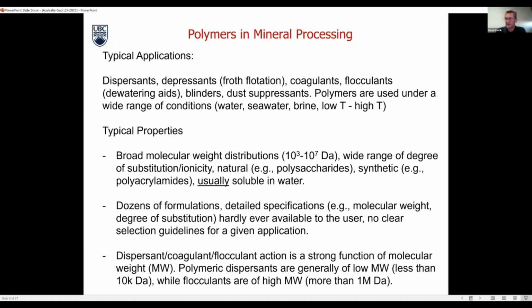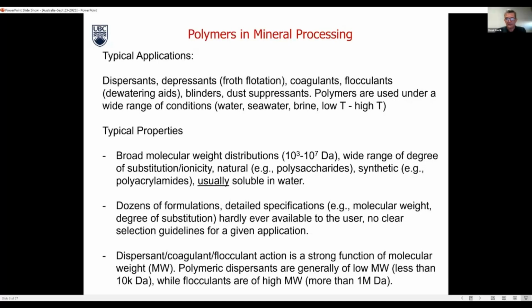Polymers are used in water, in seawater, in a saturated brine, for example, in potash flotation, a process that is carried out from a saturated potassium chloride, sodium chloride brine. Low temperatures and high temperatures, broad variations. In places like northern Canada, the temperature can vary between -40 and +40 centigrade. So that's basically maybe not the full range of temperatures, but certainly it's an environment where you have to pay attention to what happens as a function of temperature.